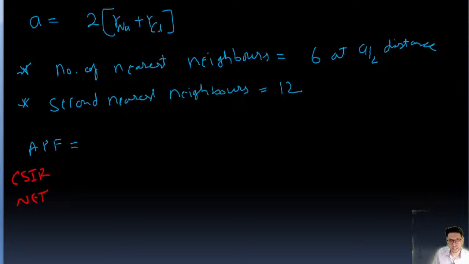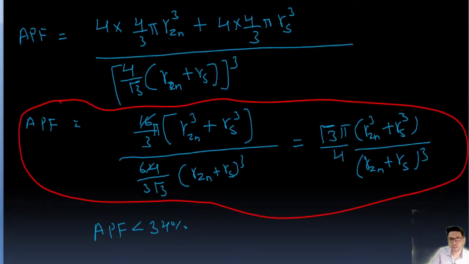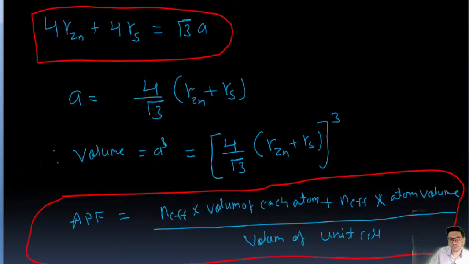That is NaCl. So this we know: N effective into volume of atom, there are two atoms, right? Plus N effective into volume of atom, upon V. I have already written this formula, guys. This one you need to note down. APF is N effective into volume of each atom plus N effective into volume of atom, upon volume of unit cell.